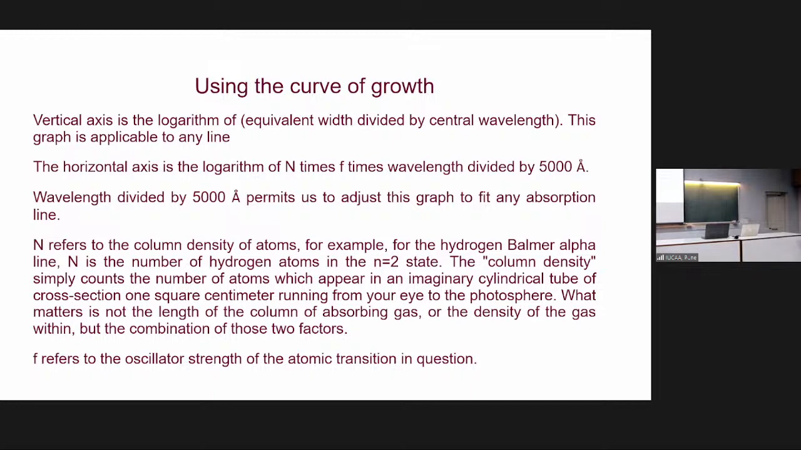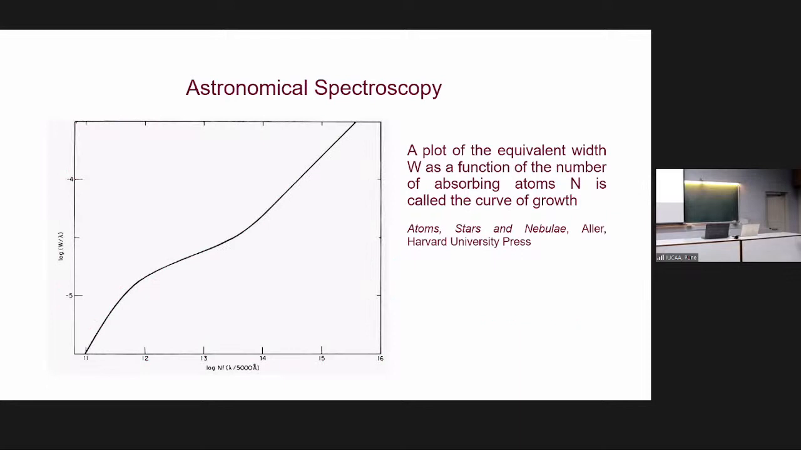This is column density times F. F is the oscillator strength. So oscillator strength is something related to the transition that is happening, the transition that gives rise to the absorption line. Oscillator strength actually tells us the probability of that particular transition to happen.